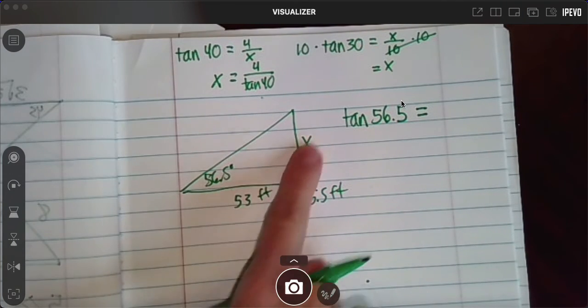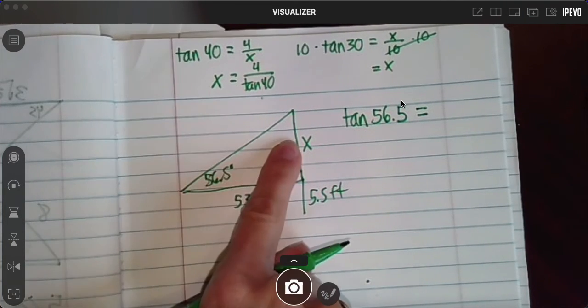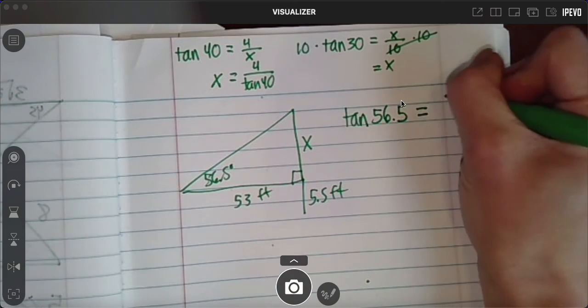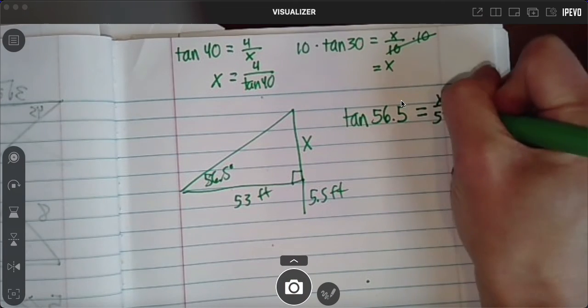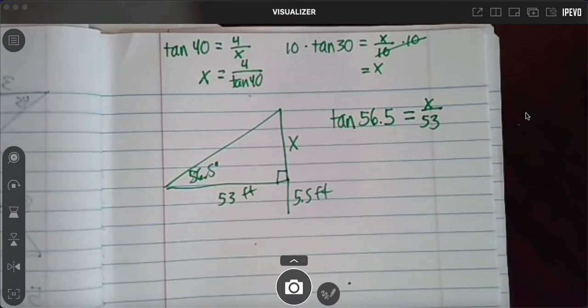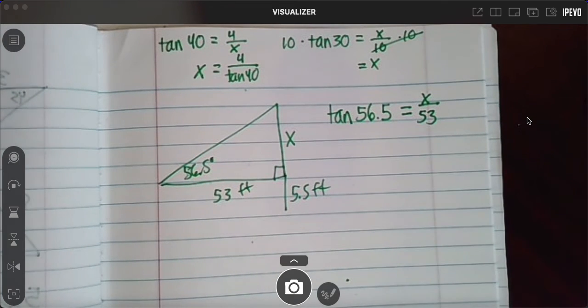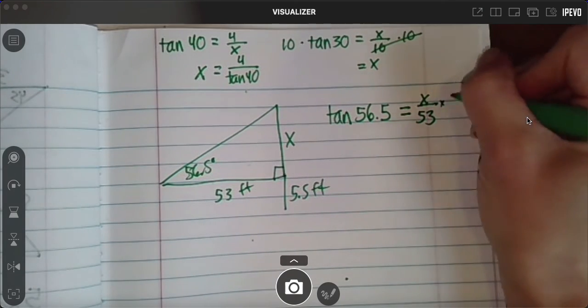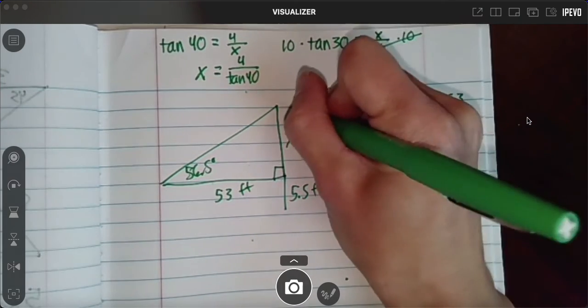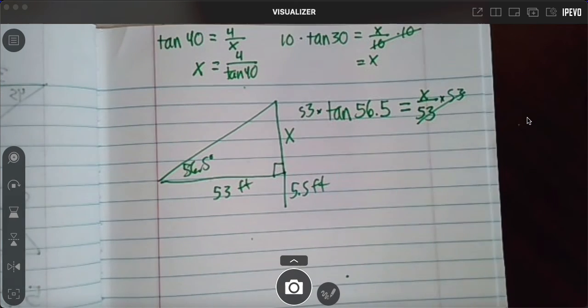The tangent of 56.5 is opposite over adjacent. So that is x over 53. Is everybody good with that? Okay, so that's tangent. Now what do I do to solve for x? Multiply. Remember, you're either going to switch them or multiply. And in this case, we multiply by 53 and plug that in your calculator. If the x was in the denominator, that's when you switch.